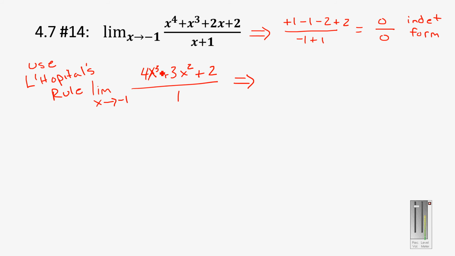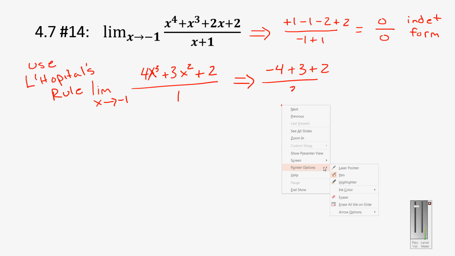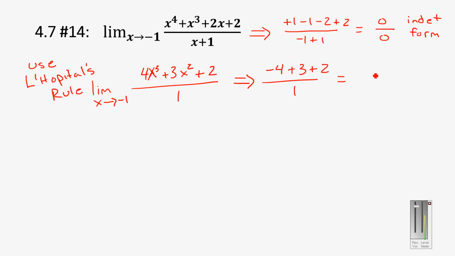-1 cubed is -1 times 4 is -4. -1 squared is 1 times 3 is 3 plus 2. And we're going to take that all over a 1. And we say that the limit then is equal to -4 plus 3 is a -1 plus 2 is a 1. Let's make sure that's a positive 1. Yeah, 5 minus 4 is positive 1 over 1. Oh, imagine that. It's equal to 1.